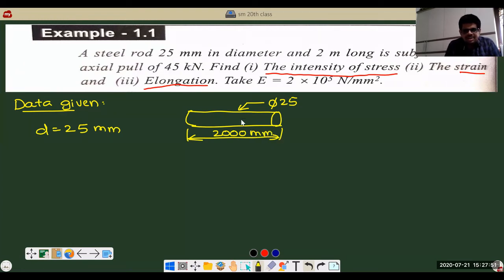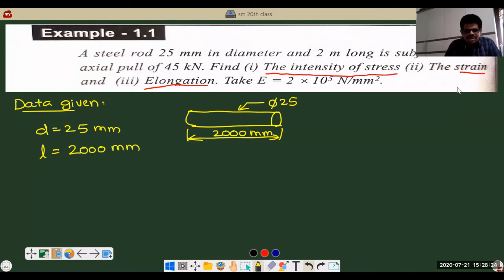So here you must remember that all the quantities must be in same units. So some units should not be in millimeters or some units should not be in meters, like that. So all the quantities must be in single units only. So if there are length units, it must be in mm or meters, whatever it may be, but all the things must be in the same units. So I will write length is equal to 2 meters means 2000 mm.